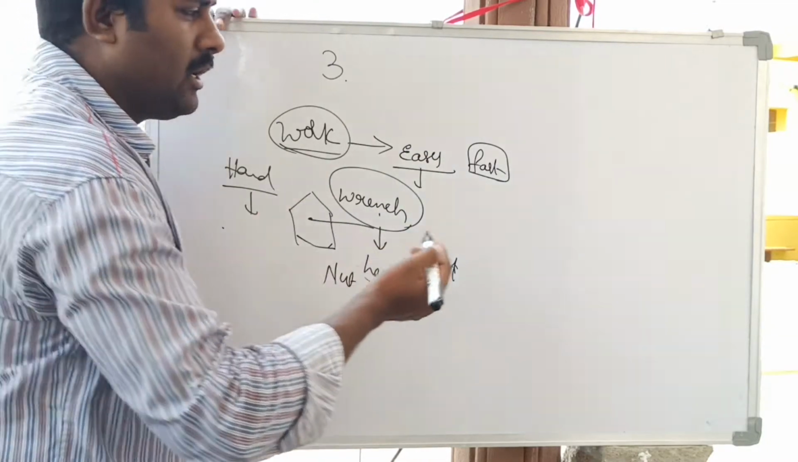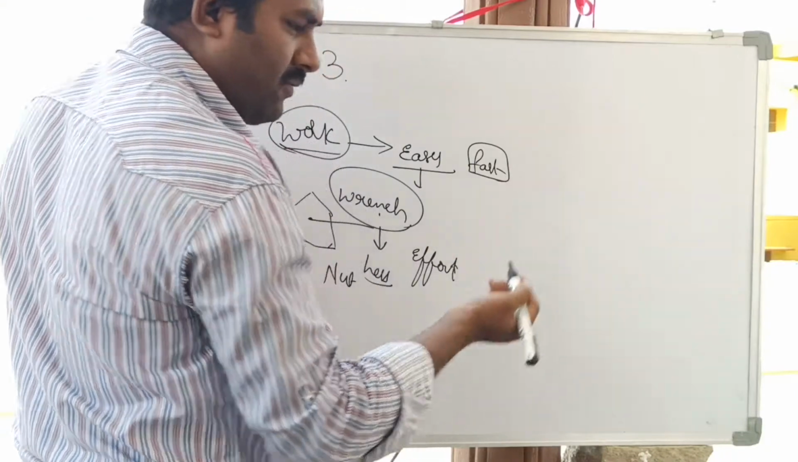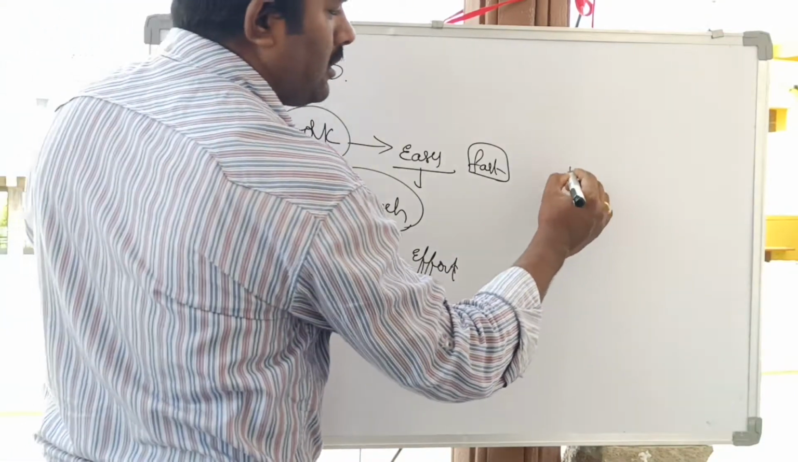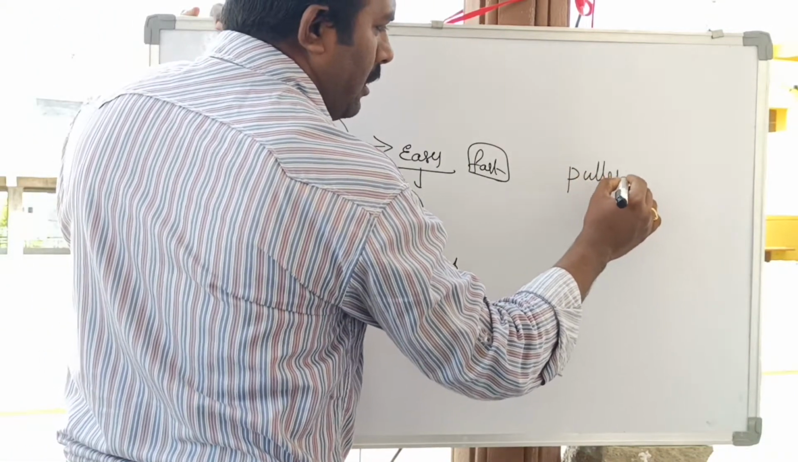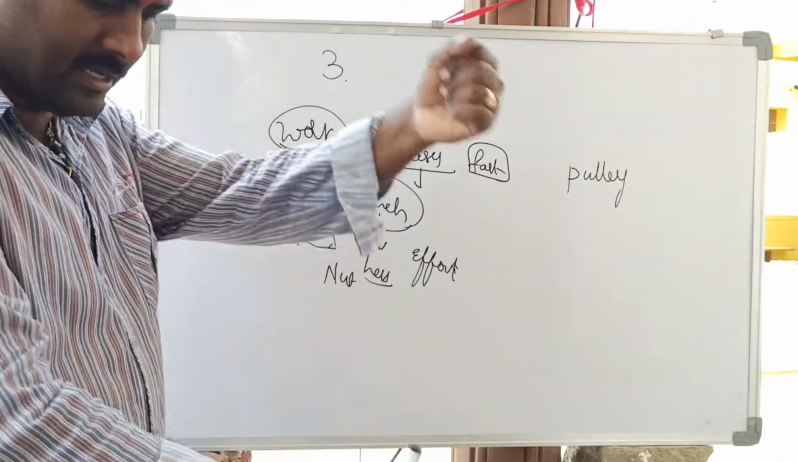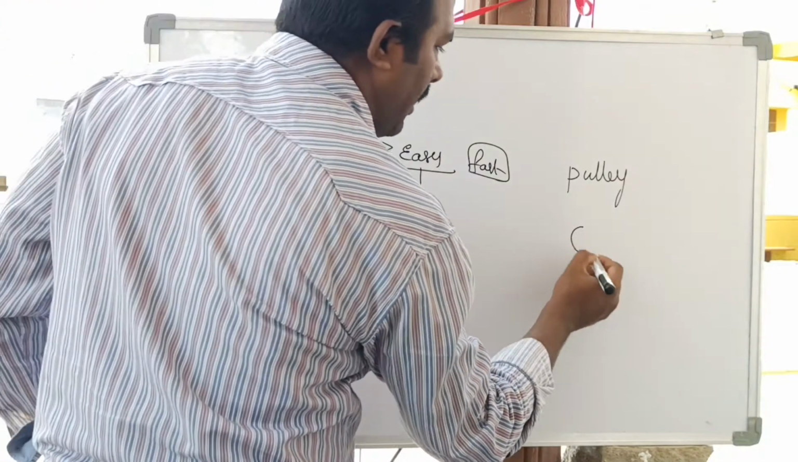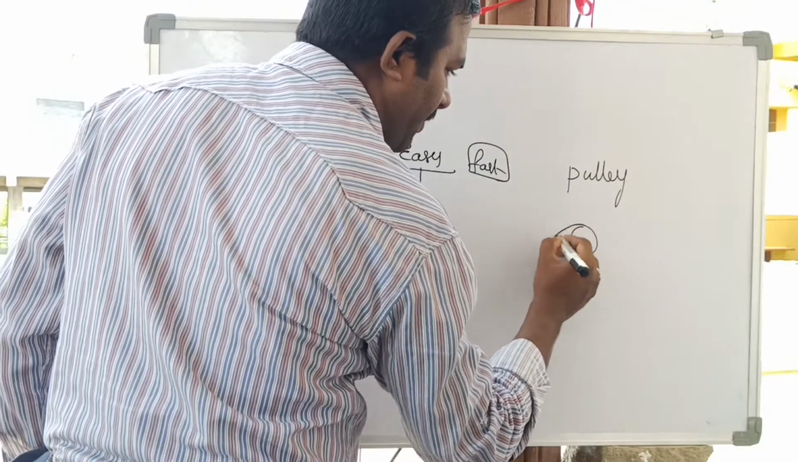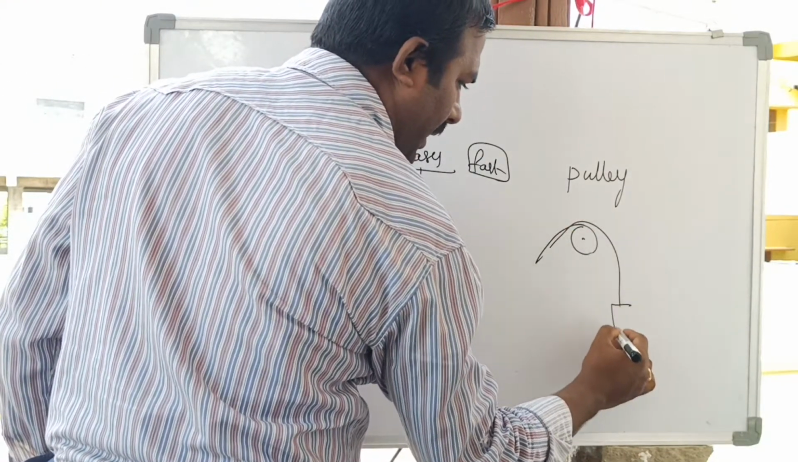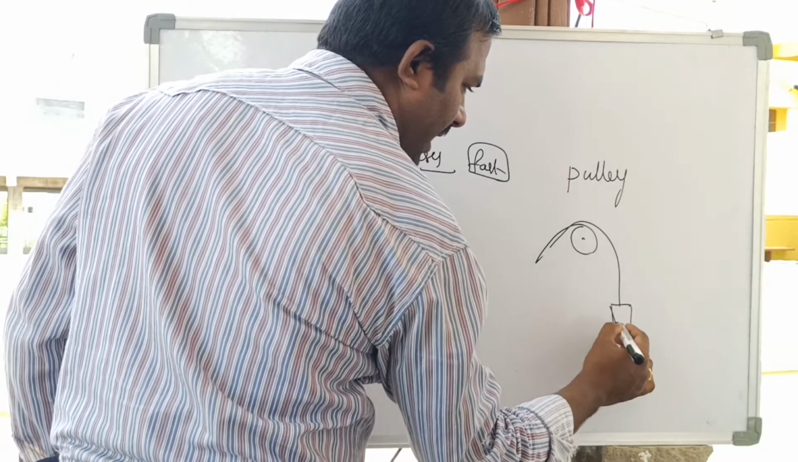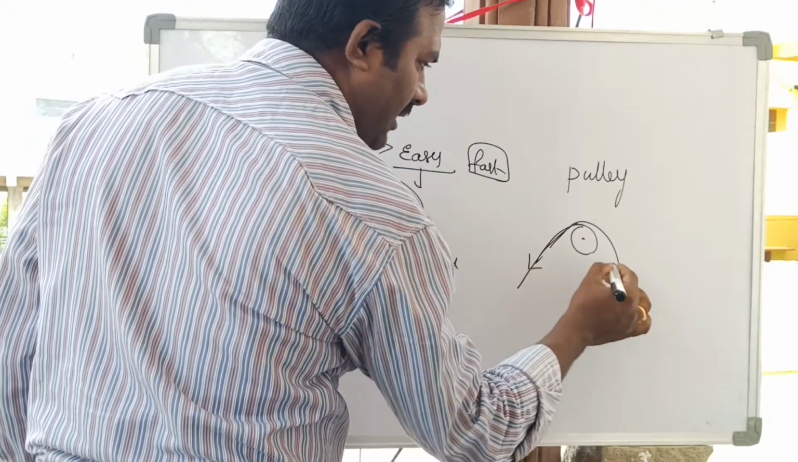Not only this. Suppose you want to pull a bucket from the well. What will we use to make it easy? A pulley. If you want to lift a bucket from the well in this direction, it is very difficult. If you use a pulley and the bucket is tied to it, it is easy and convenient.